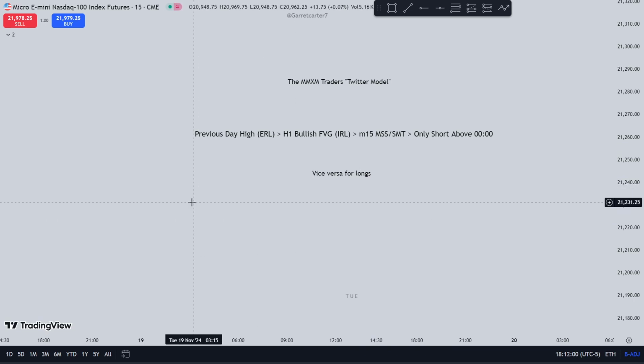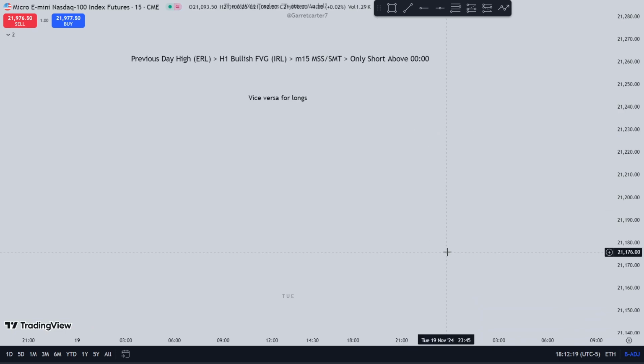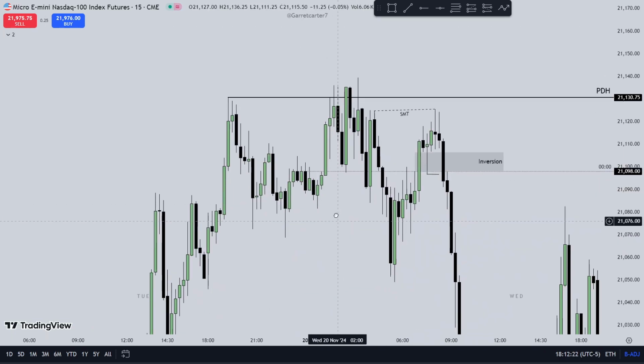So for longs, it would be the previous day's low with a 1 hour bearish fair value gap paired with a M15 market structure shift slash SMT, and you would look to only long below the midnight open. Okay, so now let's get into the example.